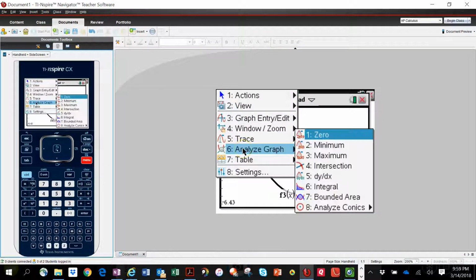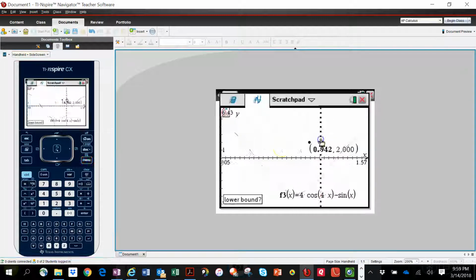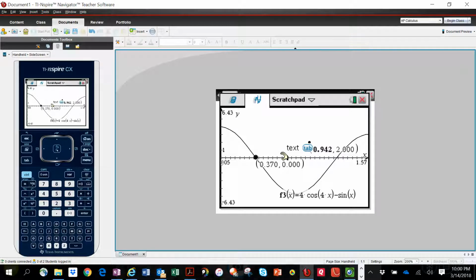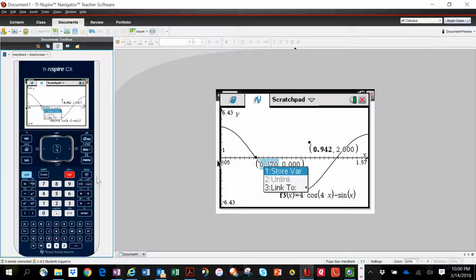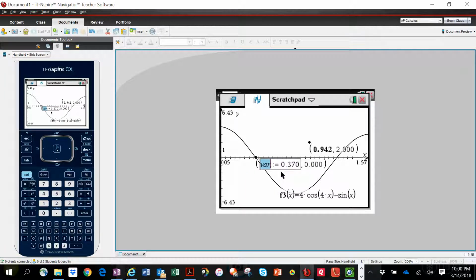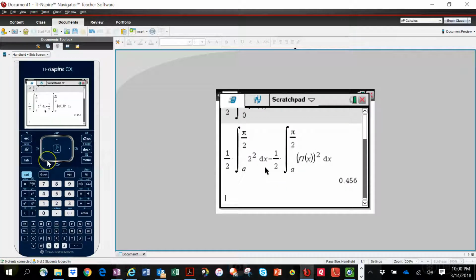So menu, analyze graph, zero, a little to the left, a little to the right. This is happening at 0.370, so I'm going to write this down: theta is approximately 0.370. Because we're going to need this for some calculations, let's store it. Single click to highlight, var, store var, call it B. It shows up in bold, so I know that I'm doing this correctly.